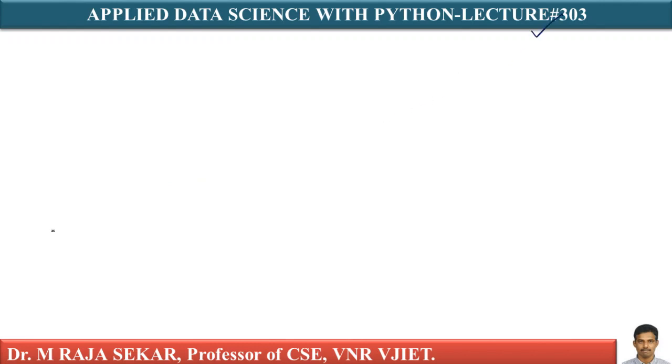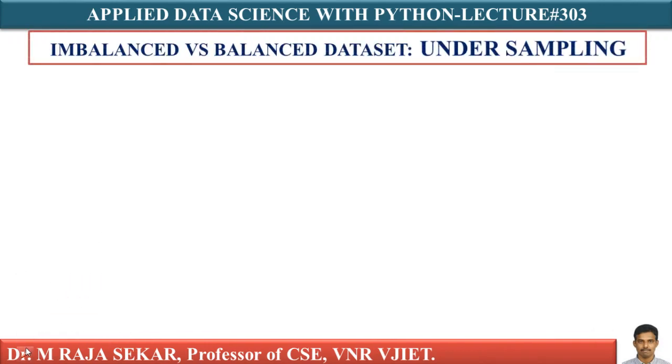This is lecture number 303. Before understanding this lecture, I request you to go through my previous lecture, that is lecture number 302. In this lecture, we will try to understand undersampling. Let me recall my previous lecture. We were discussing how to work around the imbalanced dataset problem or imbalanced dataset issue.